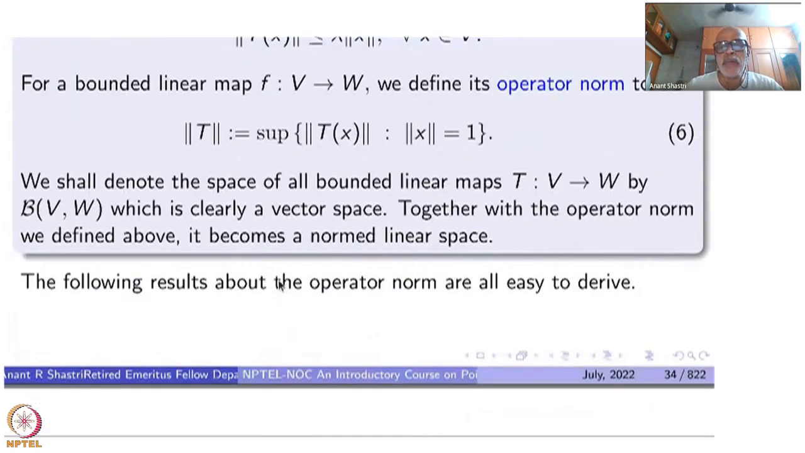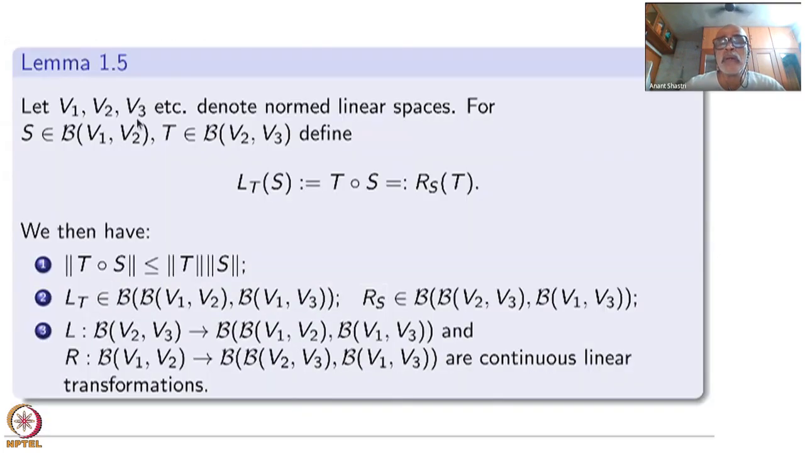The following results about the operator norm, namely this special thing, not a general norm as such, are all very easy to derive. I have summed them up in this lemma. We will keep using this again and again, so let us go through it carefully so that you understand this completely. Take vector spaces V1, V2, V3, all normed linear spaces. I am not going to mention the different norms here. This is standard practice, just like we keep saying X1 is a topological space without mentioning the topology, right? So V1, V2, V3, etc. denote normed linear spaces. Take a bounded linear map S from V1 to V2, and another T from V2 to V3.